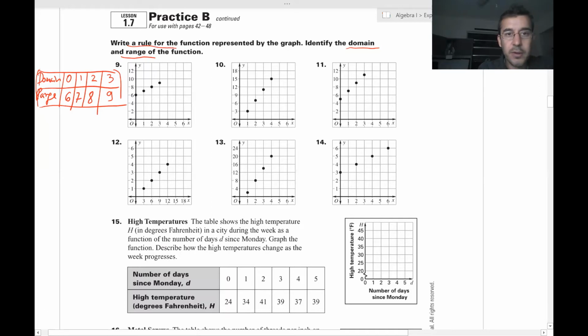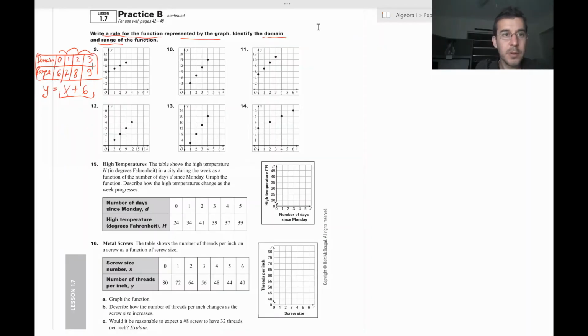Write a rule for the function represented by the graph. Okay. So what we need to do is y equals, right? We have to find the function. We have the domain, the values increase by 1. The range values also increase by 1. So this is a matter of whatever x is plus 6. We just have a different starting point. Okay, so y equals x plus 6 is the answer for number 9.